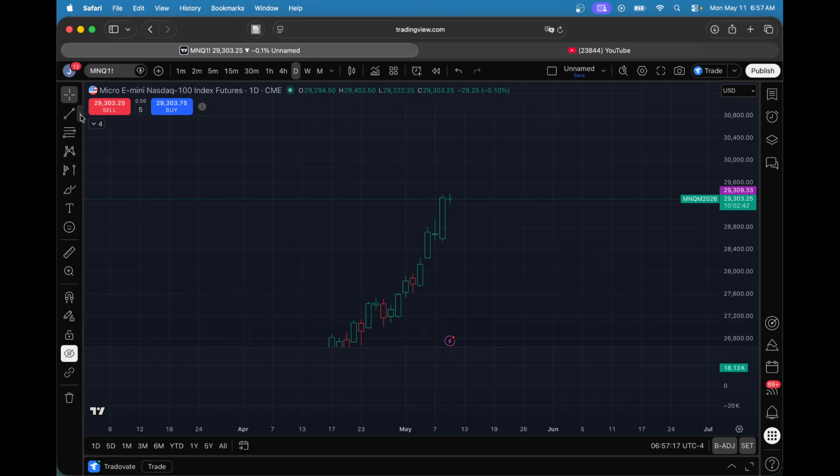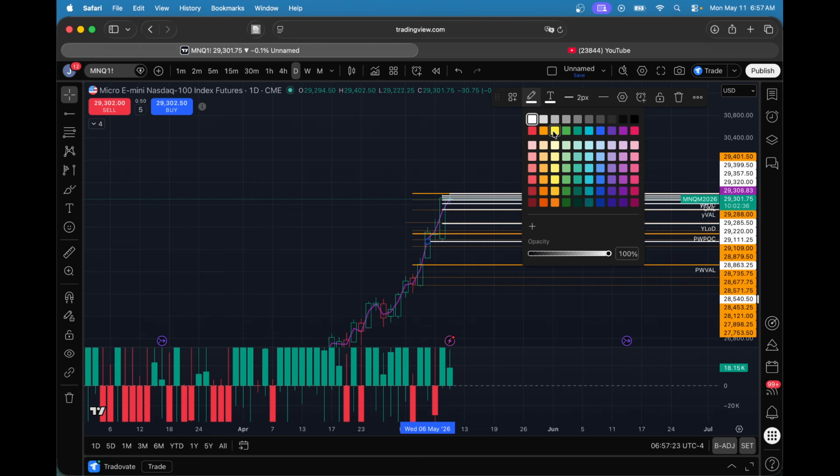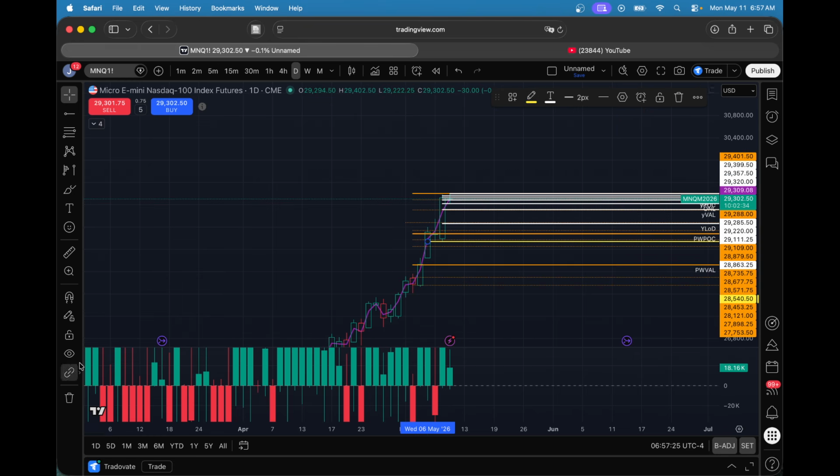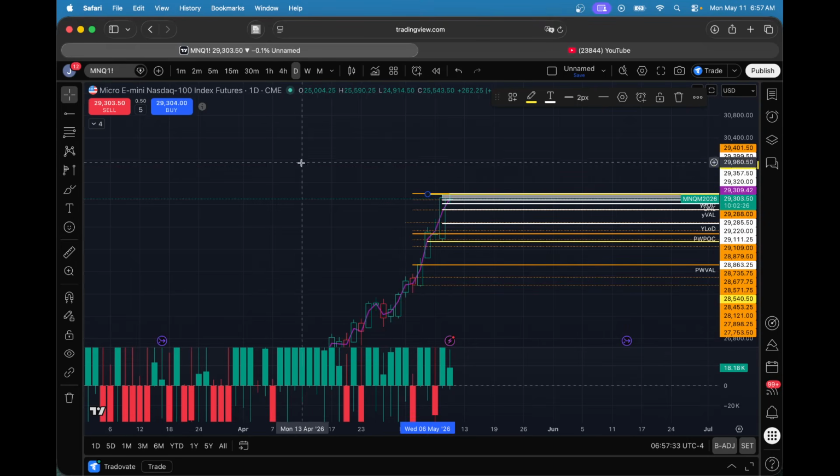So one thing I will do is this is going to bring back all of my lines, but I do like to have just the daily down. I just use two simple yellow lines. And again, this is oftentimes for liquidity sweeps or for trend continuation.